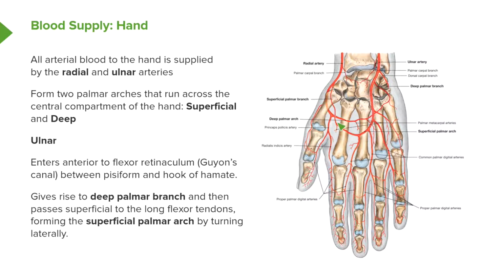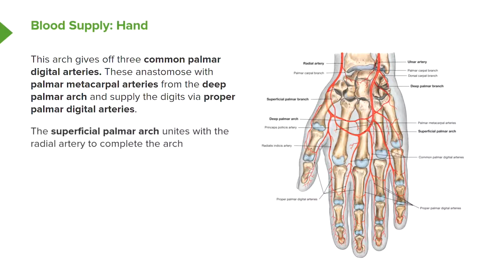The superficial palmar arch will ultimately anastomose with the superficial palmar branch, which is coming from the radial artery. And here we can see we have a complete anastomosis. The superficial palmar branch here, coming from the radial, is uniting with the superficial palmar arch. And we can see that running superficially within the hand, this artery gives off three common palmar digital arteries. So we can see 1, 2, 3.